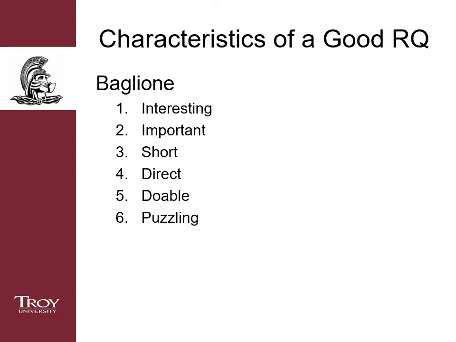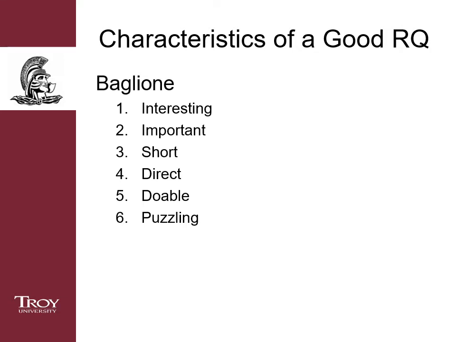Another characteristic, she says, is that it should be short and direct, and you should be able to encompass it quickly. Direct means clear-cut. It should be doable, and this is something that we're going to assess. She talks about it needing to be doable. You have to be able to provide some kind of answer to it.